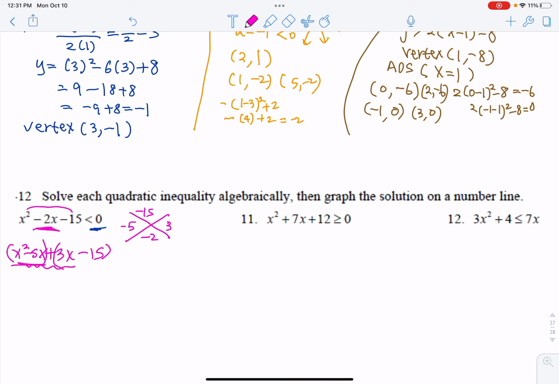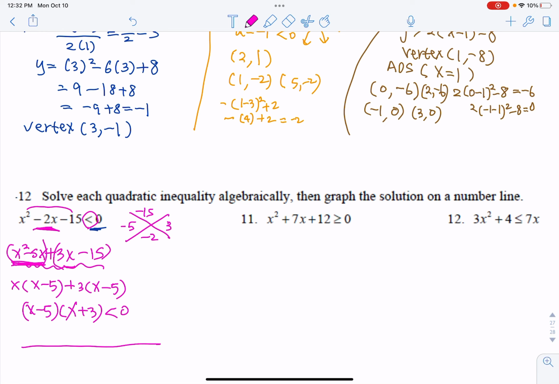So factor out the common factor for the first two, which will be x, and x minus 5. And then the other two will be 3 with the x minus 5. So I can take the x minus 5 as a common factor again, and then the leftover parts will be x plus 3. And then you can say that was less than 0. If I plot on a number line, setting those equal to 0, we have x equal to 5 or x equal to negative 3. So x equal to 5 on the right side, negative 3 on the left side.